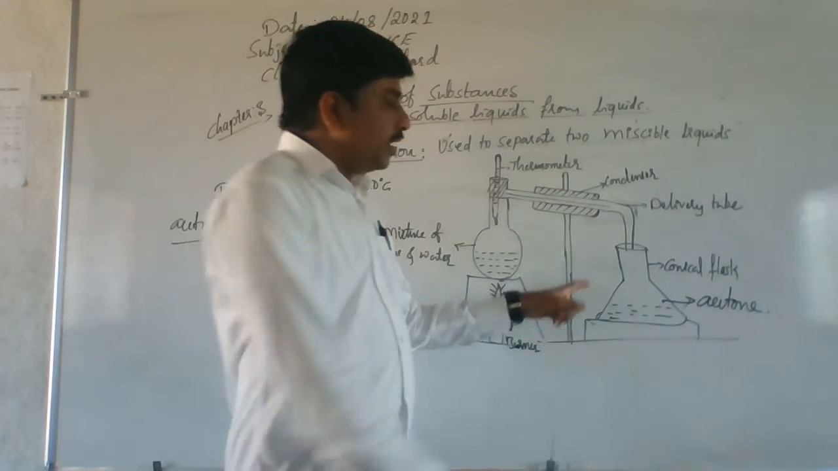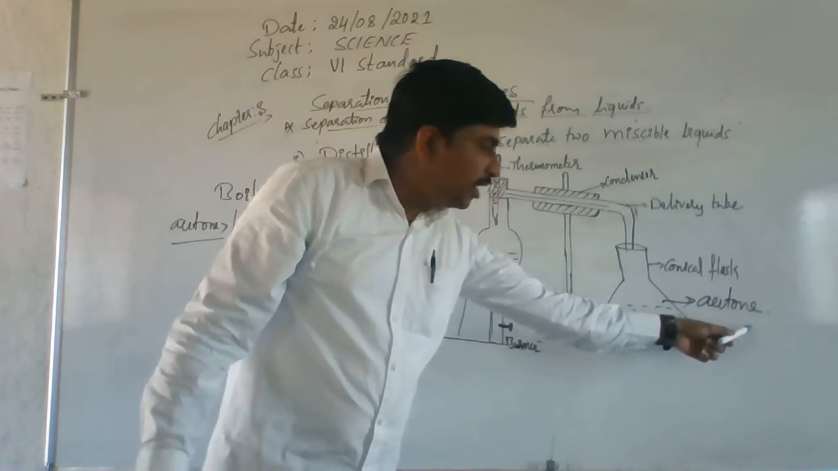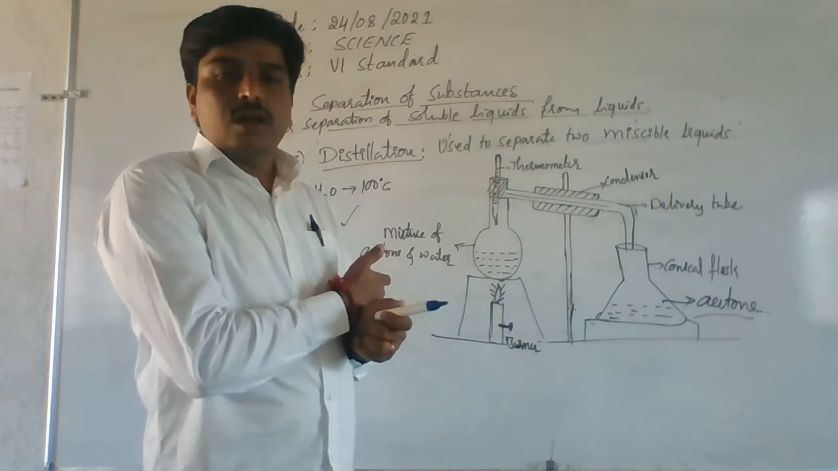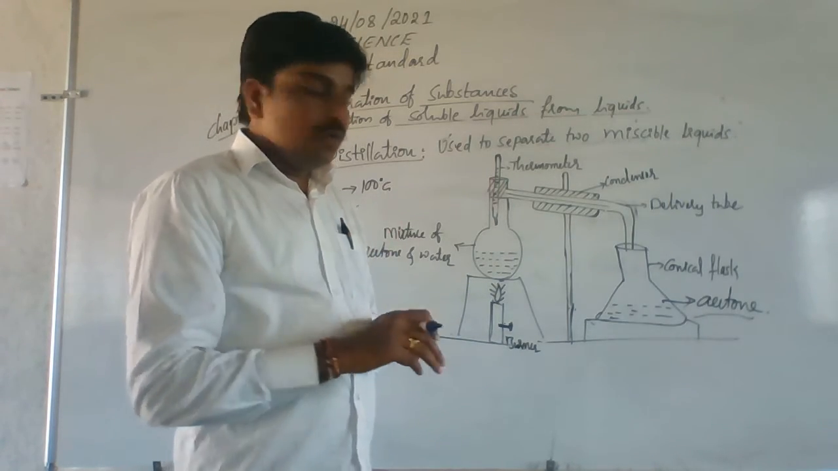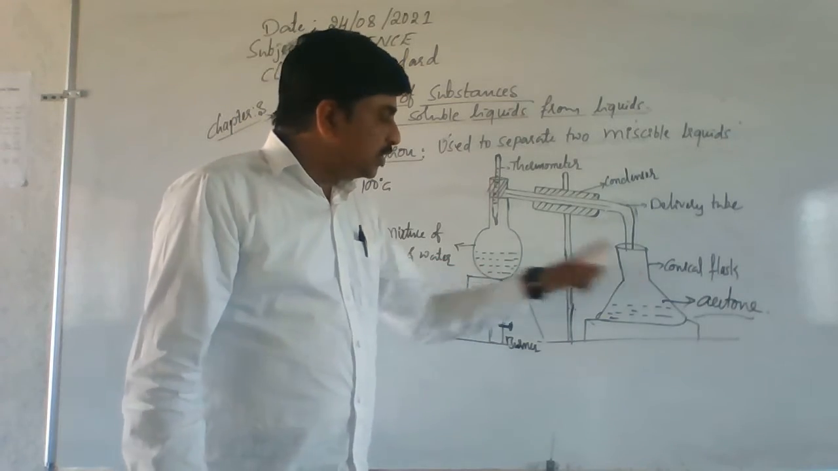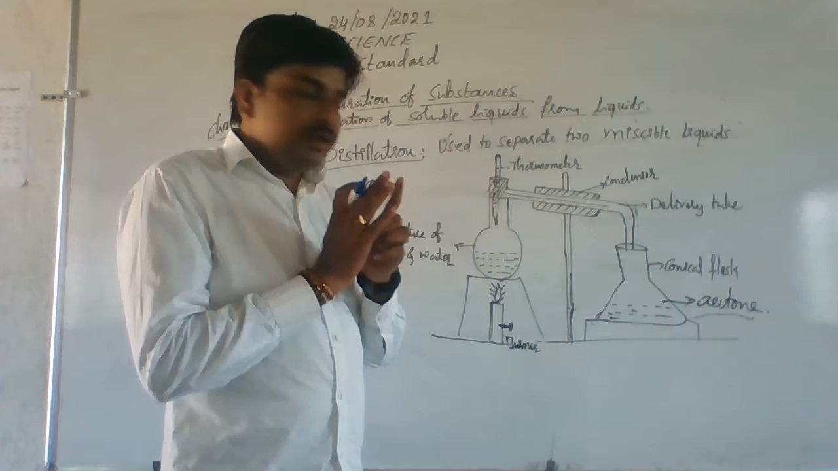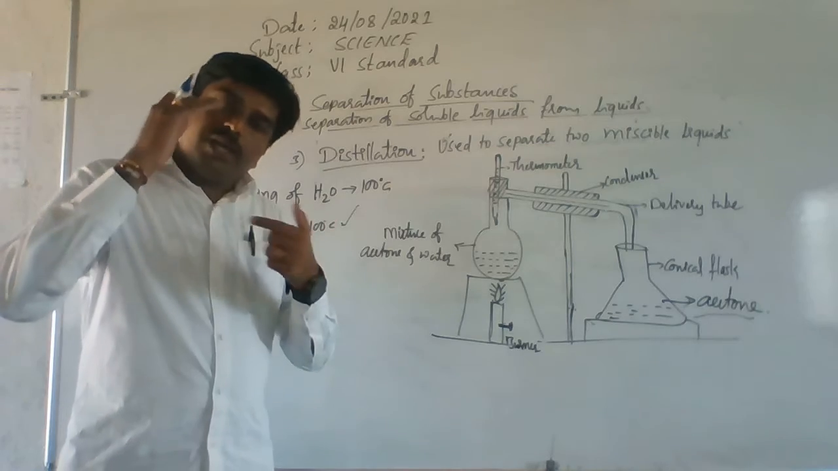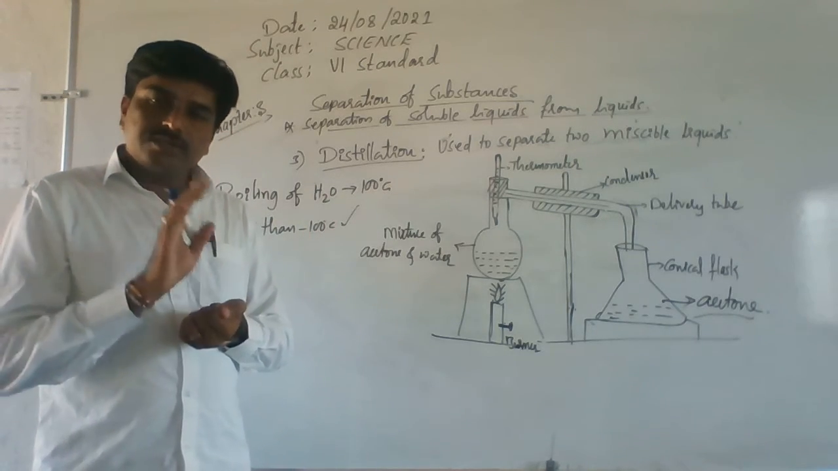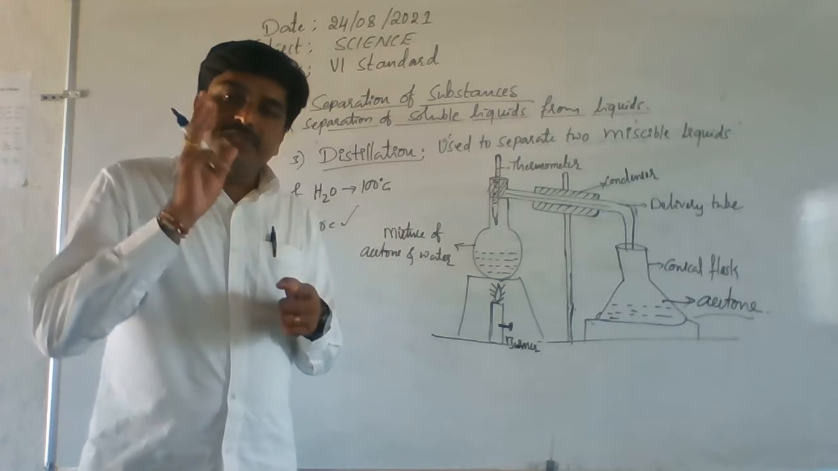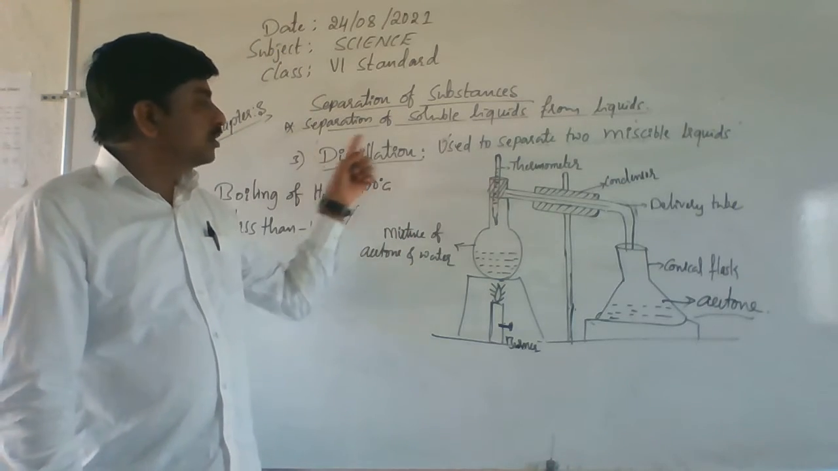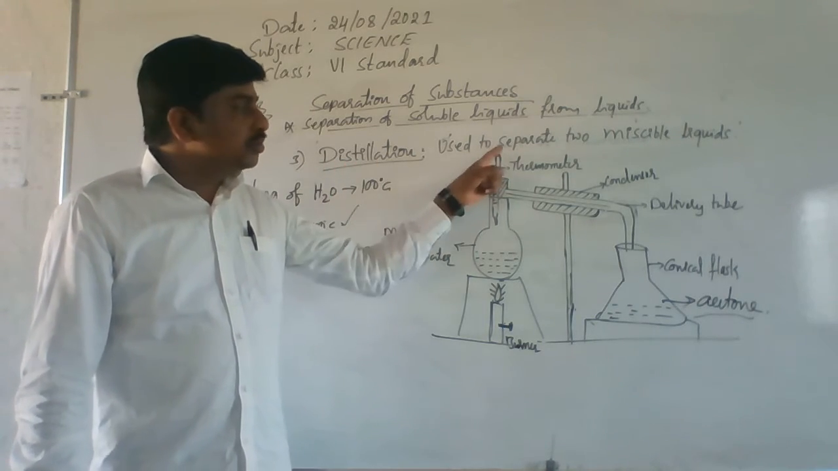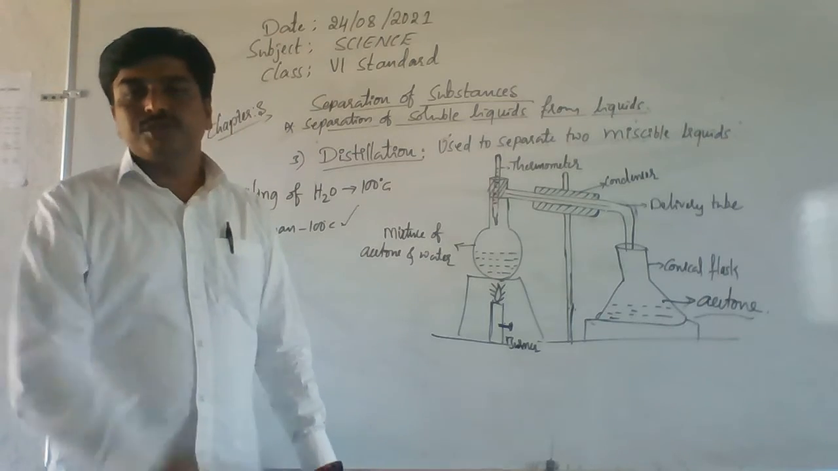Understand? So finally, in this conical flask, what do we obtain? Acetone liquid. What remains in the round bottom flask? Only water remains in the round bottom flask. So a mixture of acetone and water can be separated by the distillation method, depending upon different boiling points. Understand, students? To separate two miscible liquids from a mixture, we can use the distillation method. Clear or not?